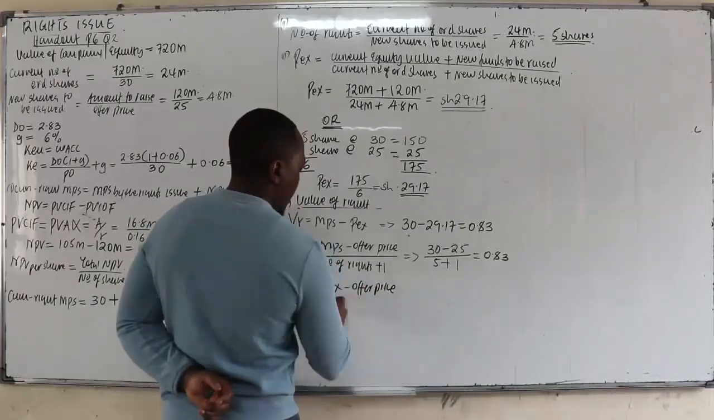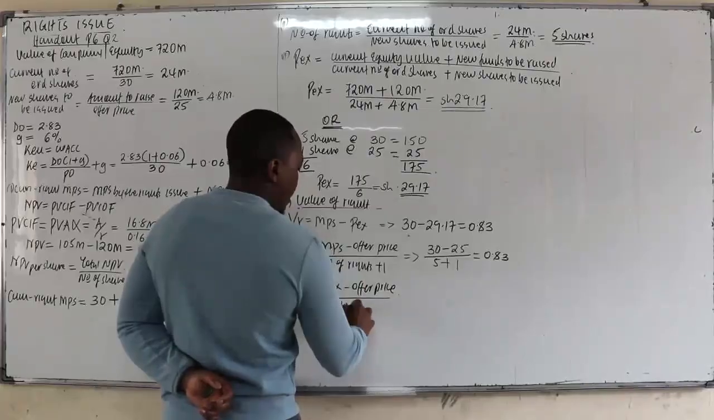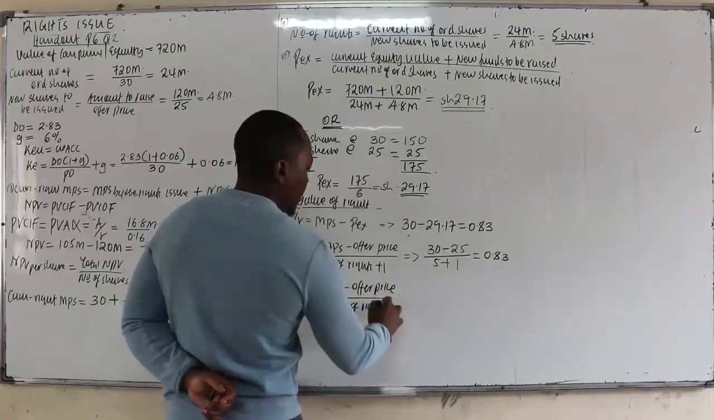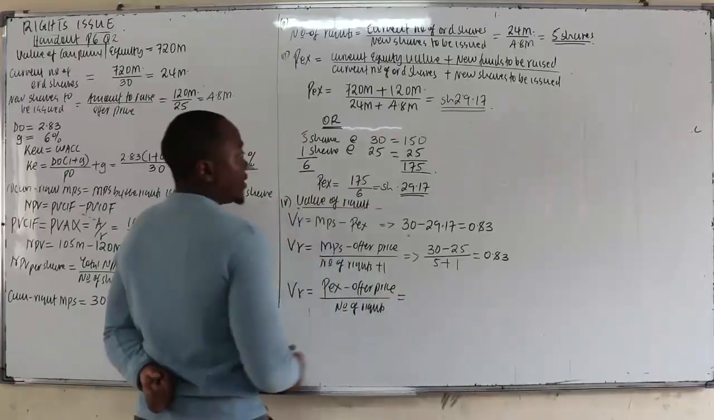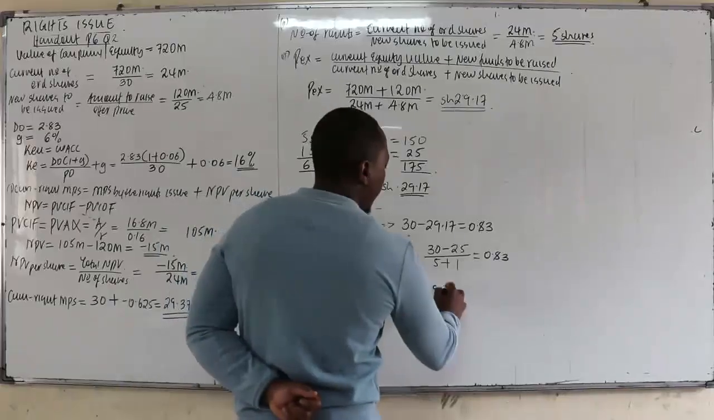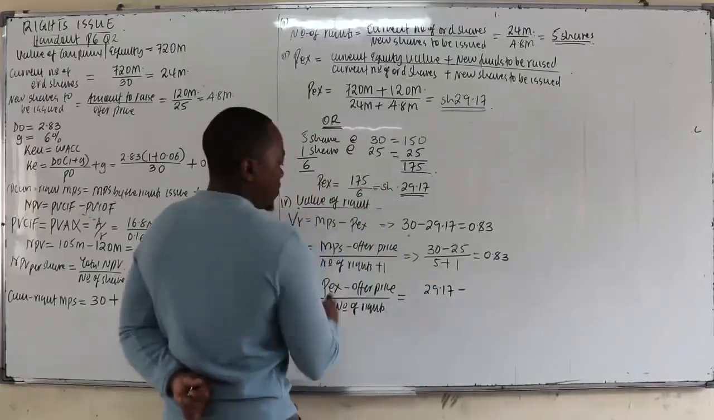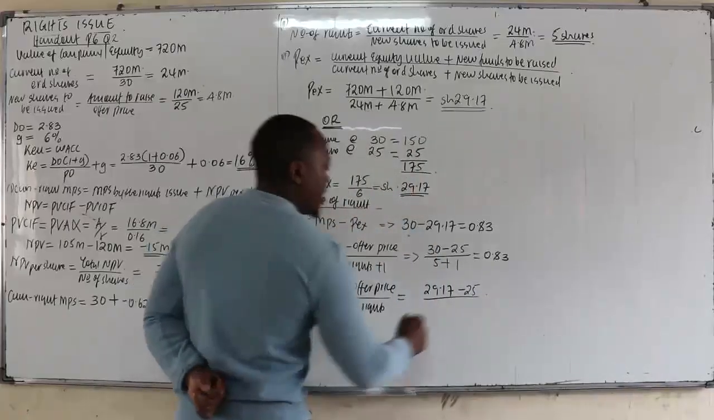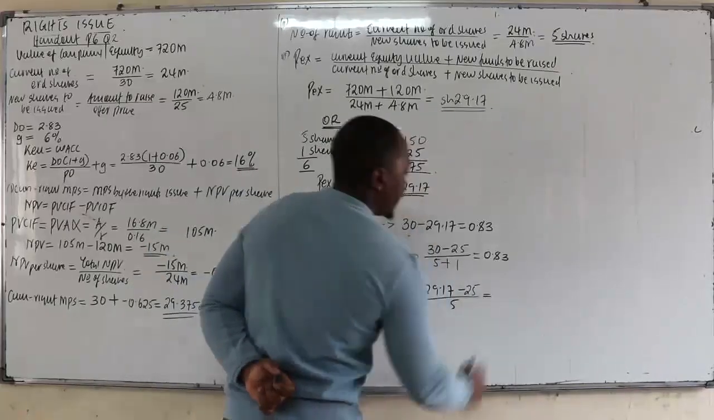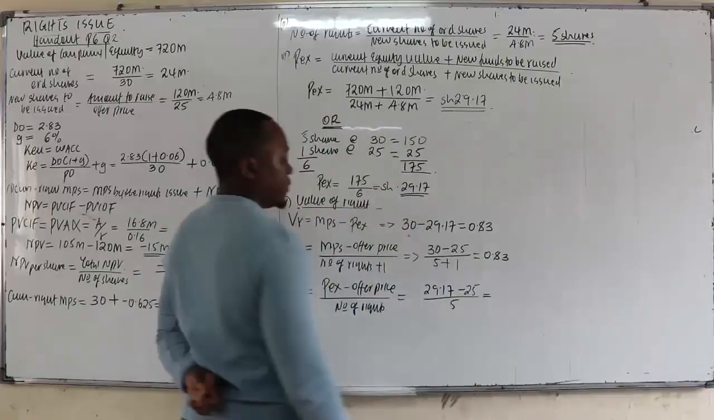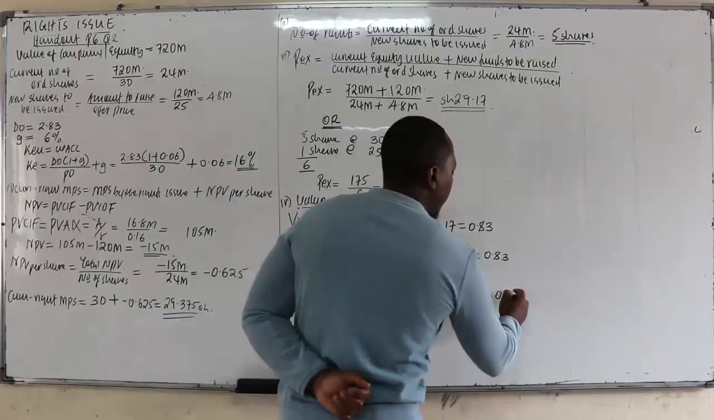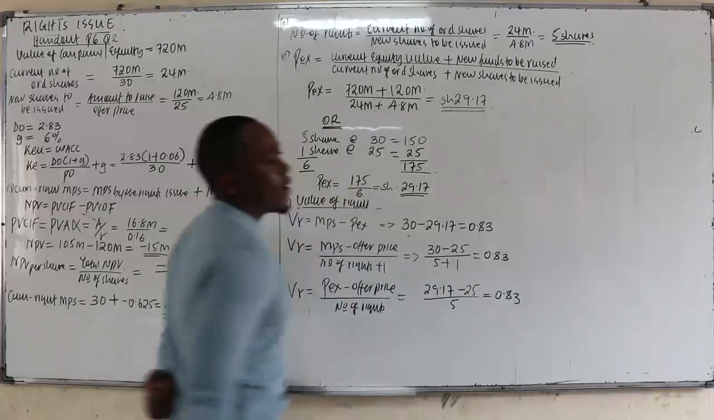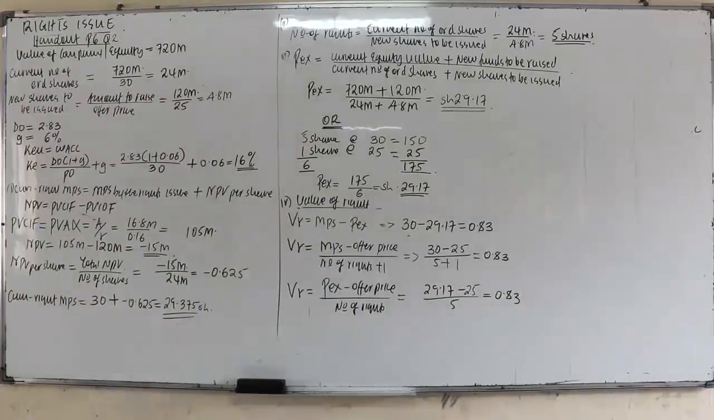Or to get the value of the right, you can also take the theoretical X-rate, you minus the offer price, and then you divide by the number of rights. The theoretical X-rate we have is 29.17. You minus the offer price of 25 shillings. You divide by the number of rights, which are 5 shares. 0.83. So those are the formulas you can use to determine the value of the right. Good. So you can copy now.